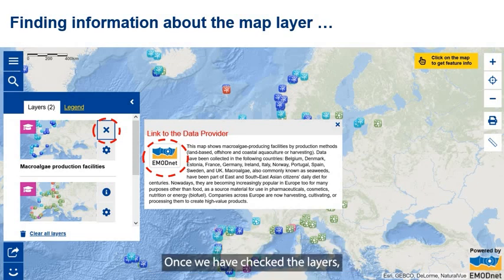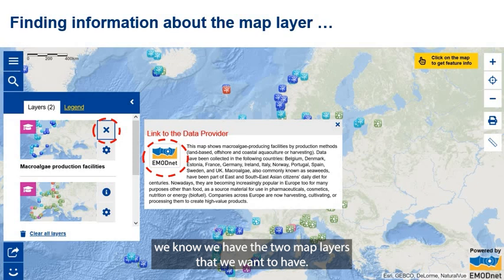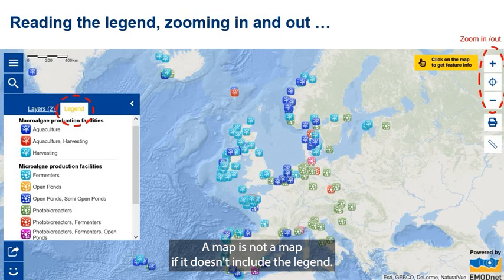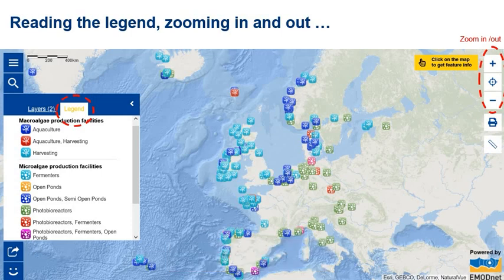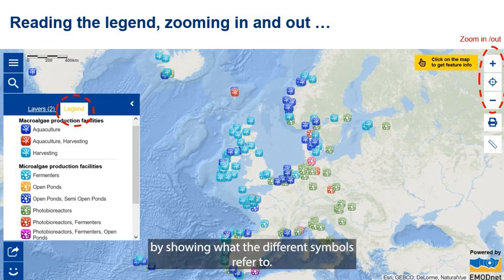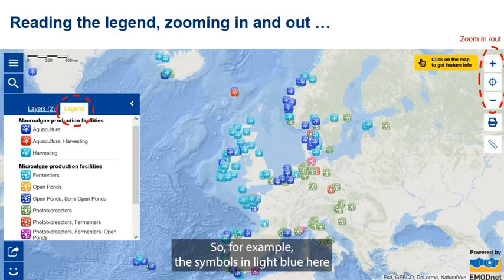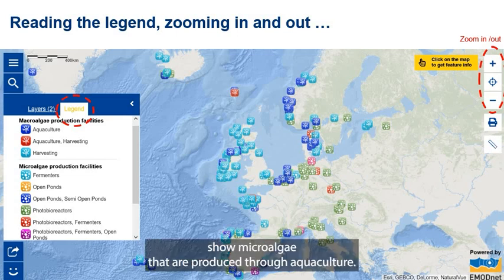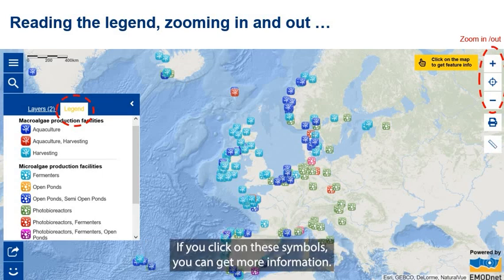Once we have checked that we have the 2 map layers that we want to have, we can look at the legend. Because a map is not a map if it doesn't include a legend. The legend will help us understand the map by showing what the different symbols refer to. So for example, the symbols in light blue here correspond to macroalgae that are harvested, while the dark blue icons show macroalgae that are produced through aquaculture. If you click on these symbols, you can get more information.